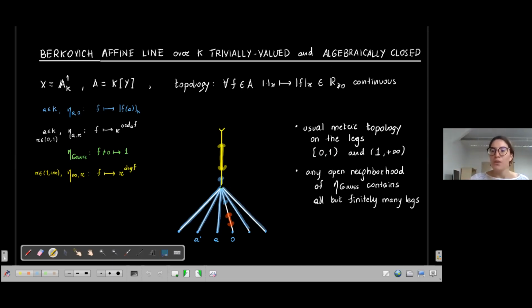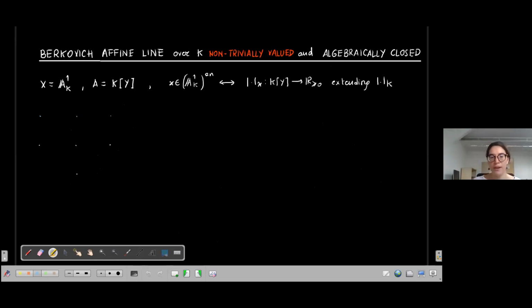Okay. Now let's move to the non-trivial valuation case. Again, we will still study the Berkovich affine line, so our X will be A^1_K. Our ring will still be the polynomial ring in one variable, and again we want to study all the possible seminorms. As I mentioned before, if we fix an element a in K, we can again define eta_a, which associates to any polynomial f the evaluation of f at a, taking its norm with respect to K.